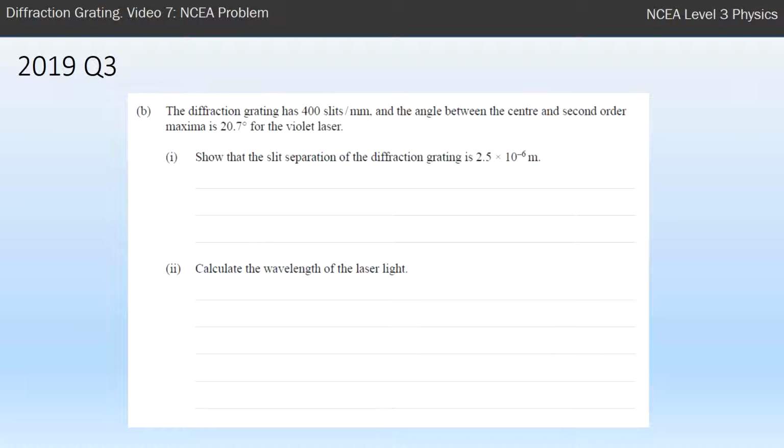The second one says that the diffraction grating has 400 slits per millimeter. They show that the slit separation is 2.5 by 10 to the minus 6. So we have 400 slits per millimeter, which is 400,000 slits per meter. I've just changed that into meters.